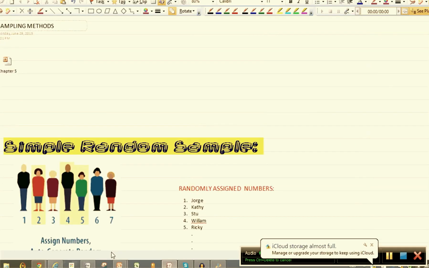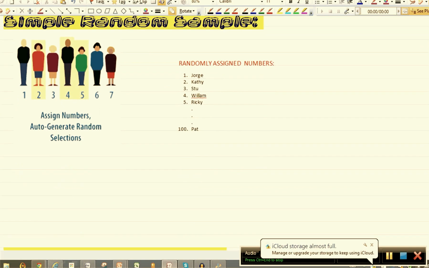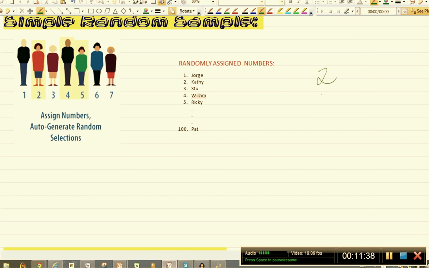Here's a little illustration for simple random samples. Here's my randomly assigned number list, and maybe I would come to a random number generator, and I could randomly select 2, 12, 7, 20, 50, etcetera, until I have the appropriate number of people to sample. So, of course, I would sample, here's Kathy, whoever number 12 would be, whoever's number 7, etcetera. At random, I pick these people. And you see in the illustration there, there's 2, 4, and 5. They were selected. Okay.